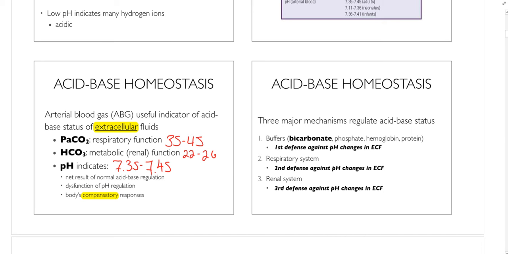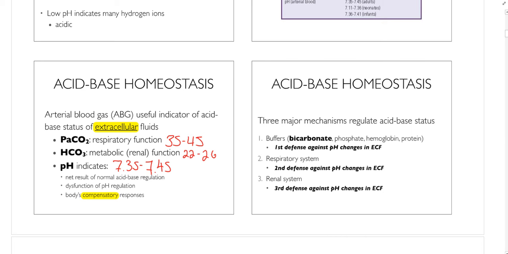So the body is naturally going to do things to take care of that lactic acid buildup. For example, we're going to start breathing harder. We're breathing harder to try to lower the acidity of our body. And so that's where this respiratory system compensation comes in.